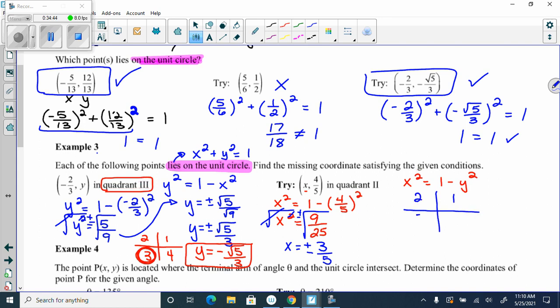1, 2, 3, 4. In quadrant 2, are my x's positive or negative? Negative.